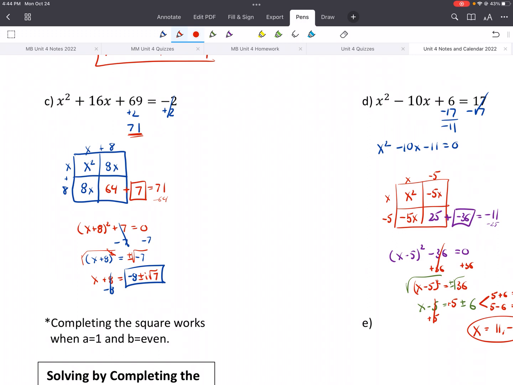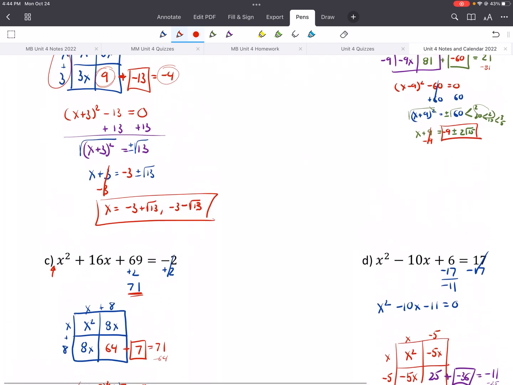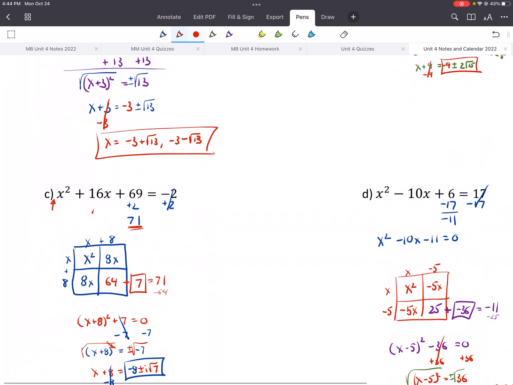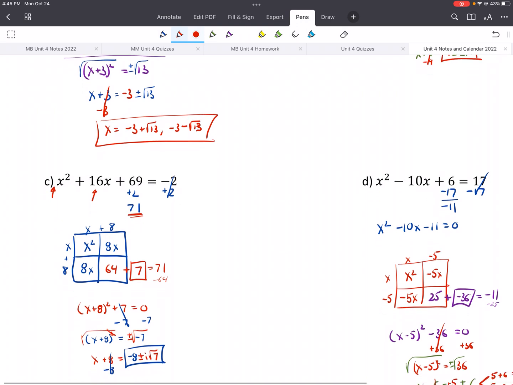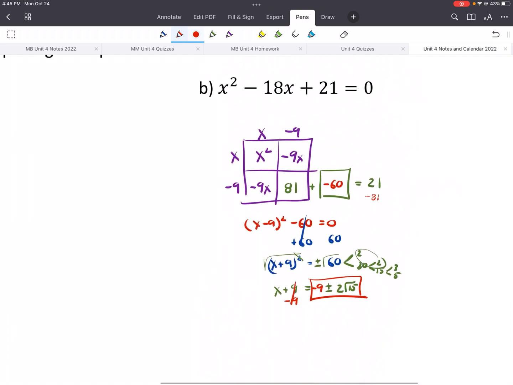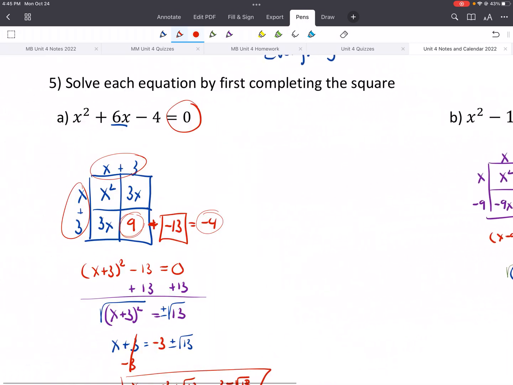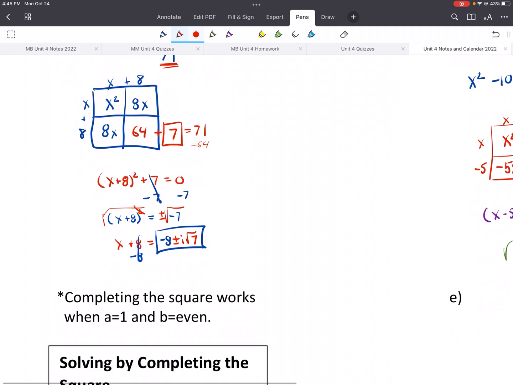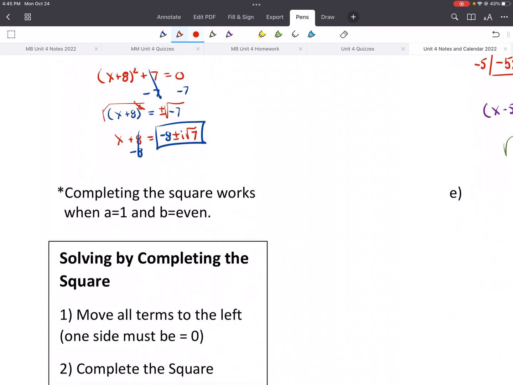When we looked at all these examples, notice that all of the leading terms have a equals 1, and the middle term, b, is even. There's 16, for this one it's 10, above that's 18, here it's 6. So that works really well. If it's not, then you'll probably want to use a different method.